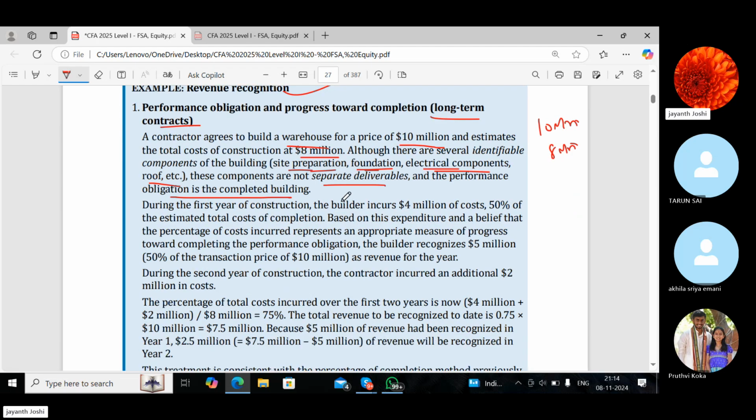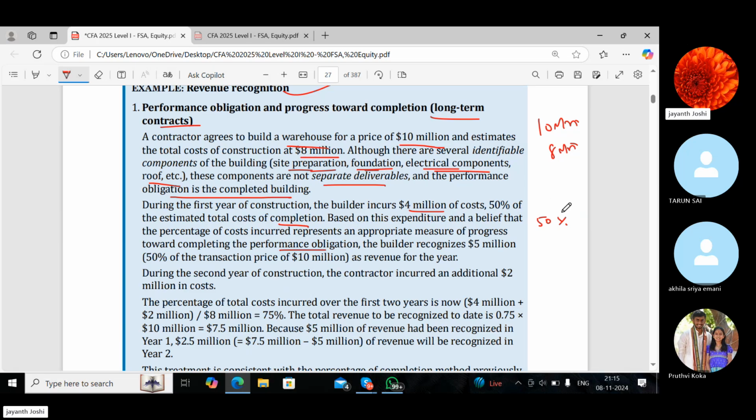So during the first year of construction, they are giving it in phases. Okay, how are the things happening? The builder incurs 4 million of cost. That is 50% of the total estimated cost of completion. So 50% of the cost they have incurred in the first year. Based on this expenditure, and I believe that the percentage of cost incurred represents an appropriate measure of progress toward completing the performance obligation, the builder recognizes 5 million revenue.